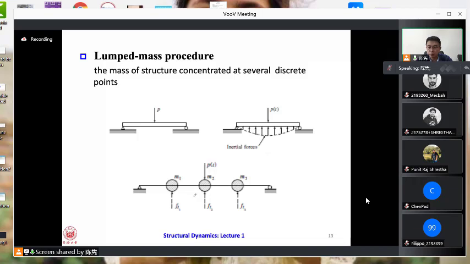So why do we concentrate the mass? Why don't we concentrate, let's say, the stiffness or other properties? Why do we concentrate mass? Because we consider the inertial force. That's the key point. I repeat it again and again. Because for dynamic analysis, you need to consider the inertial force. And inertial force is related to mass and acceleration. So you need to describe the movement of each mass. Because the mass is distributed, we concentrate the mass here, mass here, mass here.